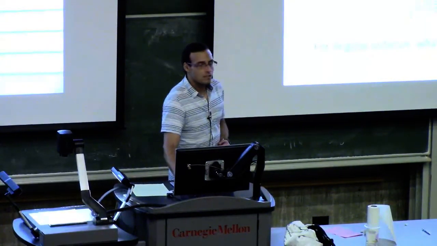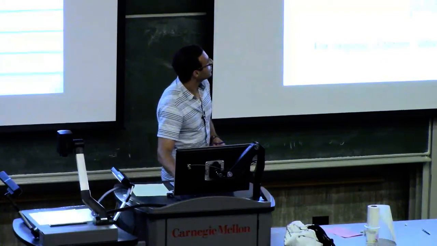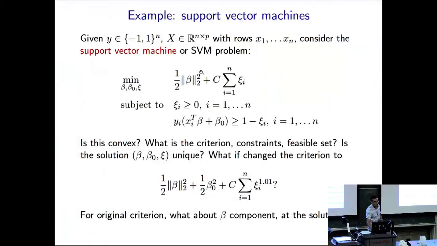Is this convex? Yes, this is convex. The variables here are beta, beta 0, and c. This is a linear function. This is just a quadratic function, or the norm squared. Both ways we can think about it, it's convex. So the criterion's convex.